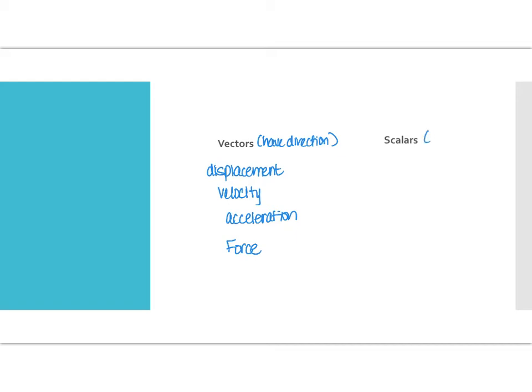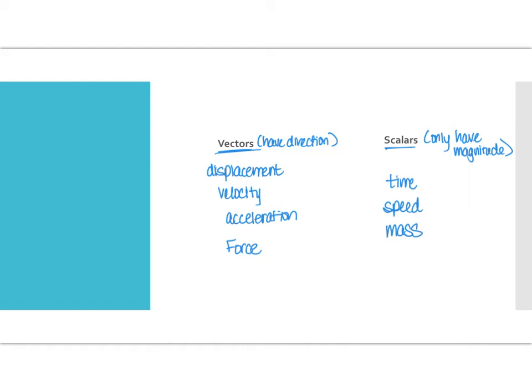Scalar quantities only have magnitude. An example of a scalar quantity is time, so they don't have any direction. Speed. Speed is just how fast you're going. It's just the magnitude of velocity. Mass. That's another example of a scalar quantity. And so that's just a really quick introduction to these values. If it's not crystal clear, it's okay because we're going to come back to this many times during the semester.